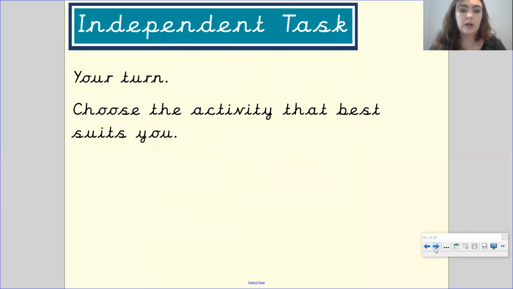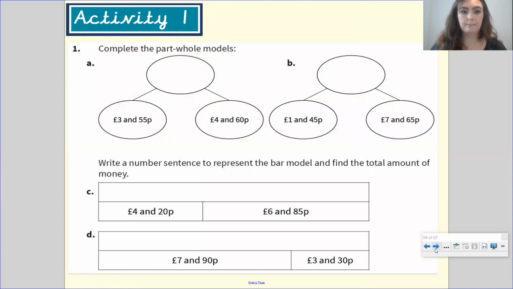Okay, so your turn. You need to choose the activity that best suits you. Activity number 1. Complete the part whole models. So you need to add together £3 and 55 pence and £4 and 60 pence, and then put it in the hole. And then B, £1.45, add £7.65 and put it in the hole.